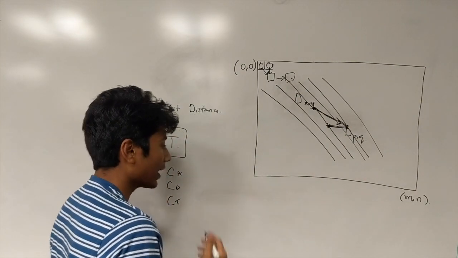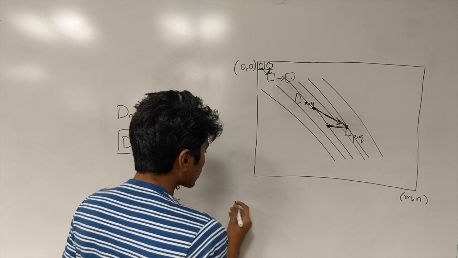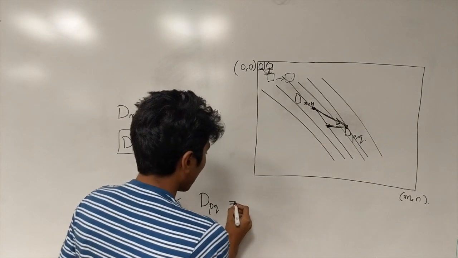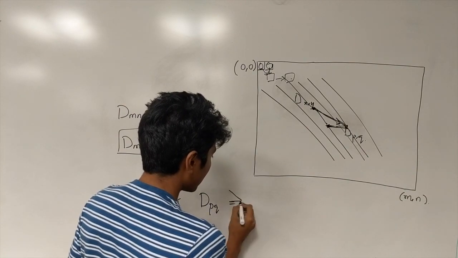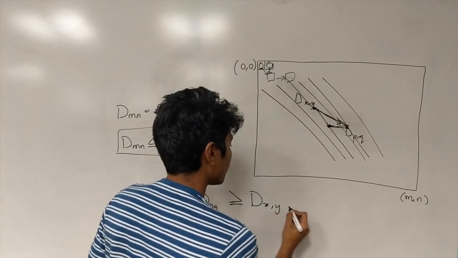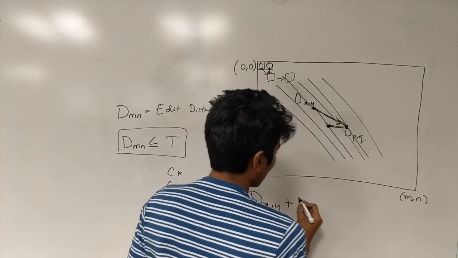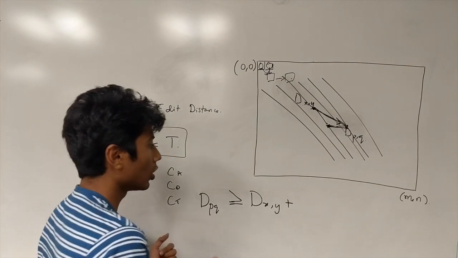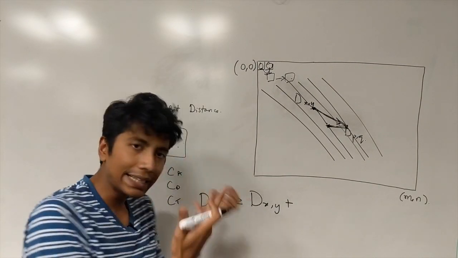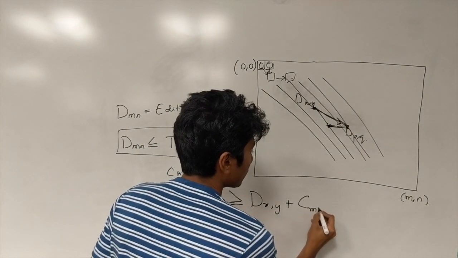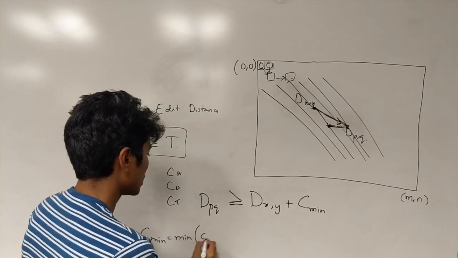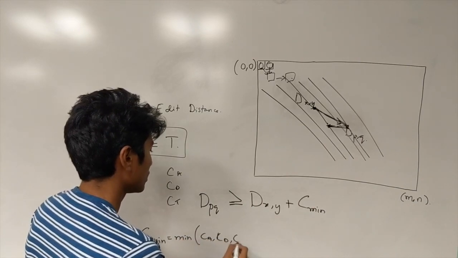Okay, so if that happens, then you'll have d of p comma q at least greater than or equal to d of x comma y plus, let us say, cost. So what I'm going to do is take the minimum cost because it has to be greater than or equal to at least the minimum cost. So c min is nothing but the minimum among c a, c d, c t.